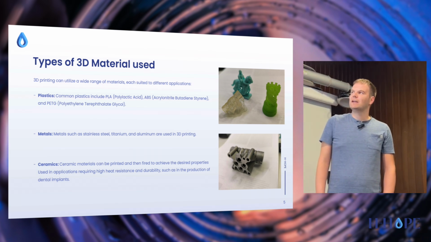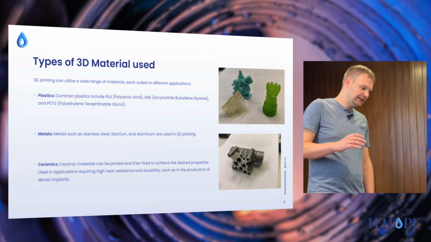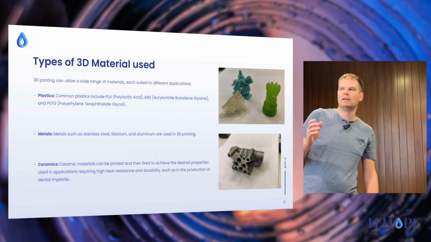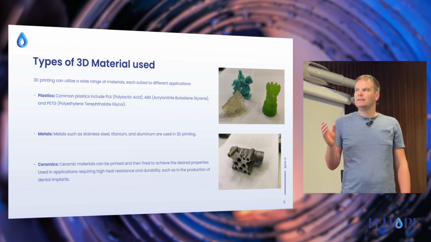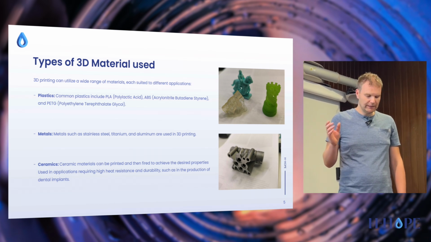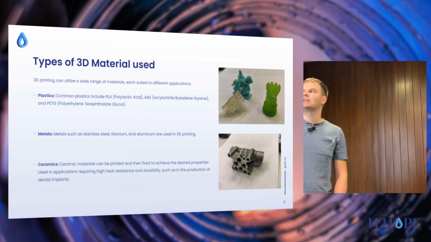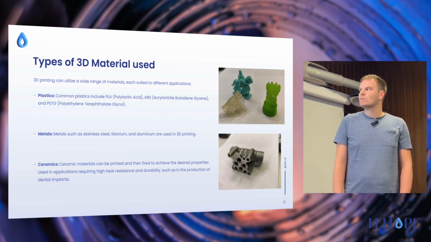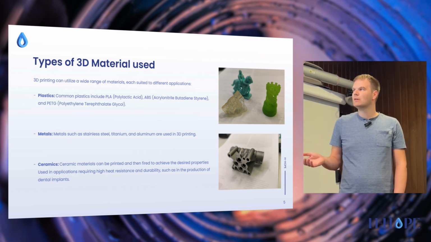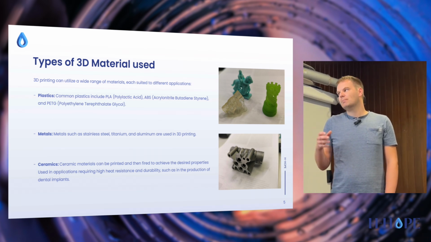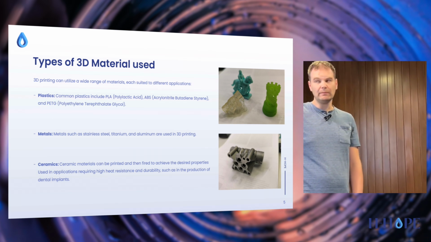On the other side, we have ABS. ABS is a little bit harder to print, but it can withstand higher temperatures, for example, up to 100 degrees Celsius. And we are also using PET. PET is also quite easy to print, but it can also withstand higher temperatures like ABS. We can also print metals. We can print titanium, aluminum, stainless steel, but the printers that can print metals are relatively expensive.